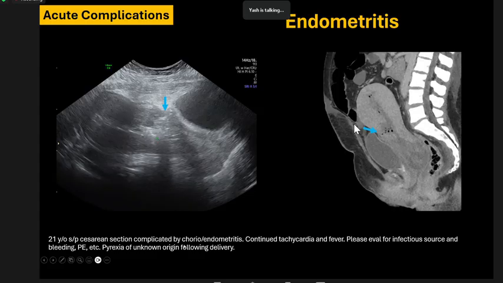The C-section was complicated by chorioamnionitis, and then the patient continued to have high fever and tachycardia. The patient's pyrexia needed to be attributed to a cause, so imaging was done. Ultrasound showed a lot of gas in the endometrial cavity as well as in the scar, all these dirty foci of air shadowing. CT also showed the same thing. The patient was taken to the OR, and D&C was done for the endometritis.